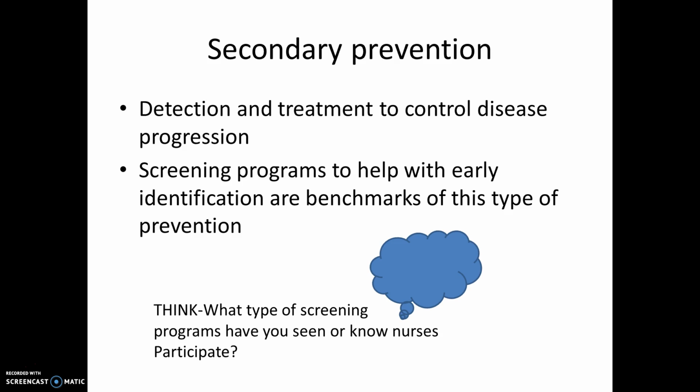For secondary prevention, our whole focus shifts to detection and treatment to control disease progression. Screening programs are the most common element in this level of prevention. It really is focused on early identification, and there are benchmarks of this type of prevention. For example, colonoscopy is one example of a screening program under the Medicare benefit that does help detect early colon cancer. For a second, I want you to think about this level of prevention and think about some specific things you may have seen that are secondary prevention.